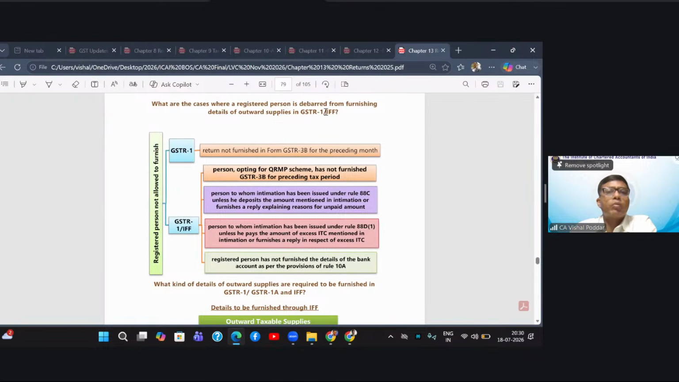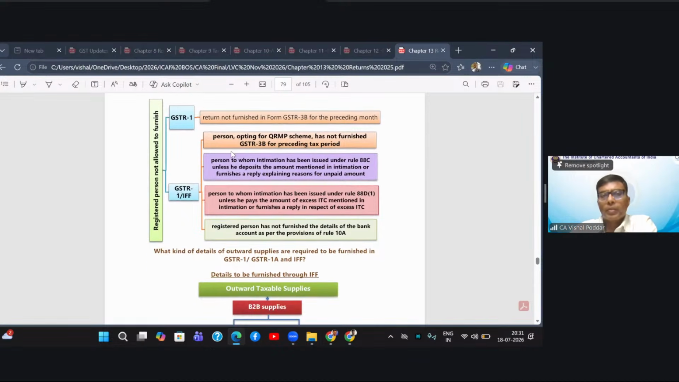You cannot file your GSTR1 if the GSTR 3B of the past month is not filed. So if you have not filed past month's 3B, it means you have not paid the tax. If you have not paid the tax of the previous month, you cannot file this month's GSTR1.